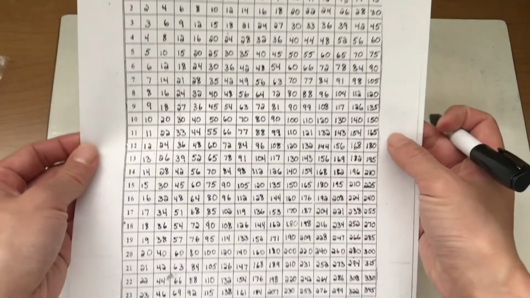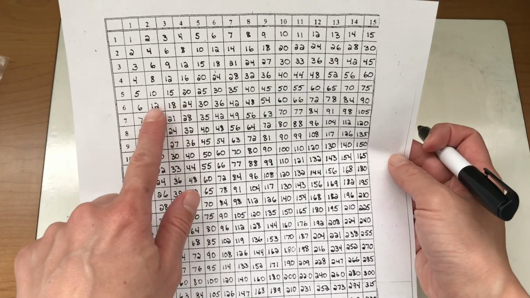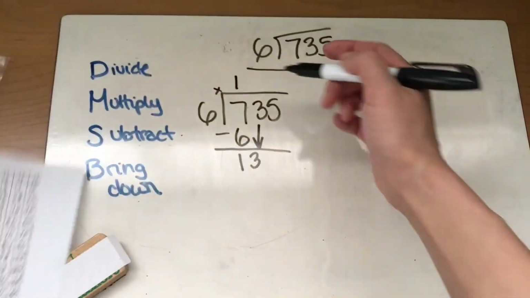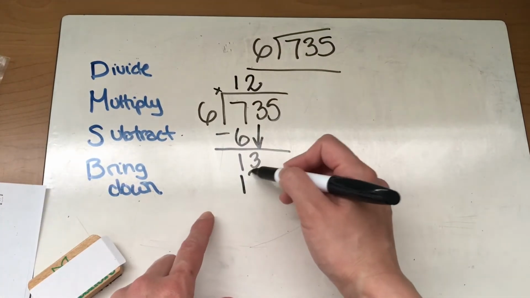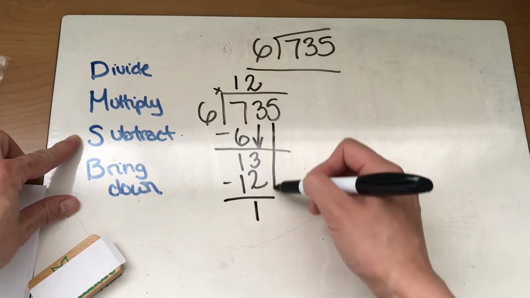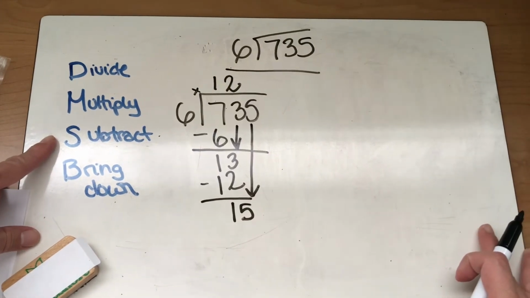So if my student wants to use their multiplication chart, they will start at the 6 and make their way across. Okay, so it's 12, all right? So how many 12s is that? 2. So 2 is what I'm going to put on top. And now I'm going to multiply. 2 times 6 is 12. Then I'm going to jump to subtract. And then, oh, I have another number to bring down. So now my new number is 15.